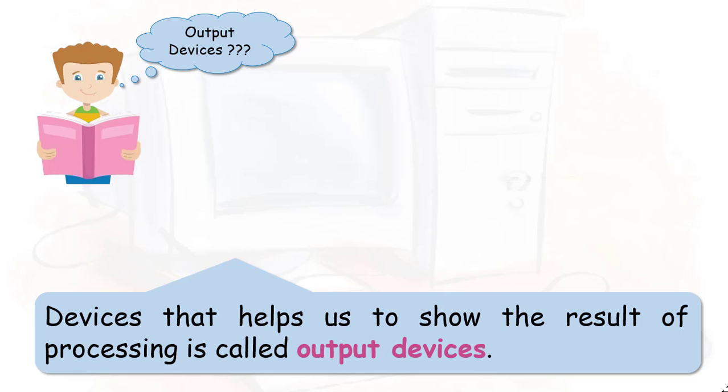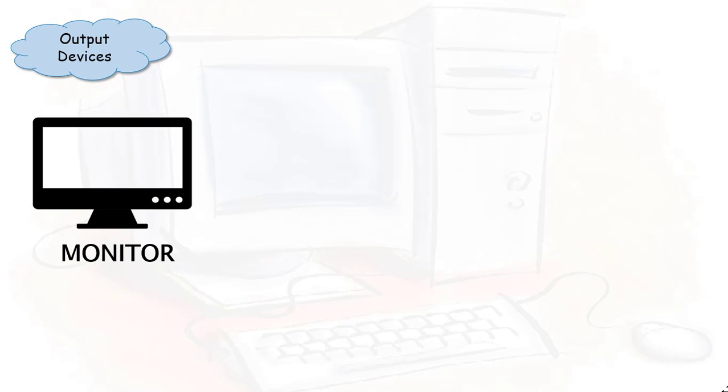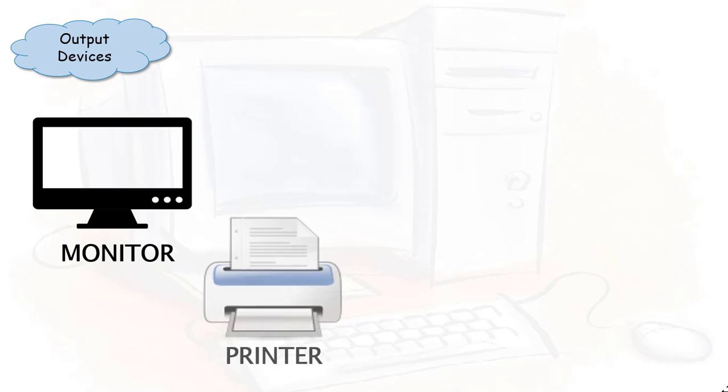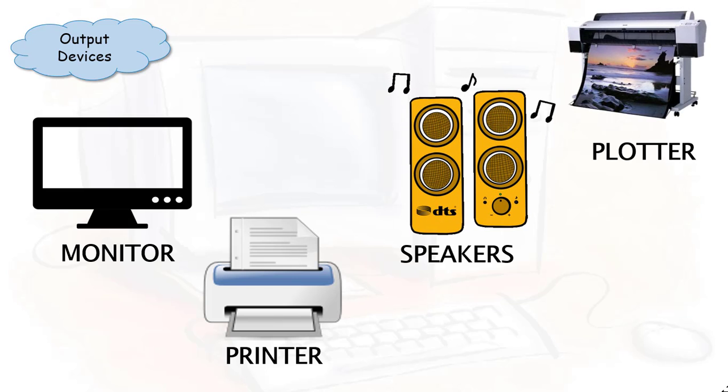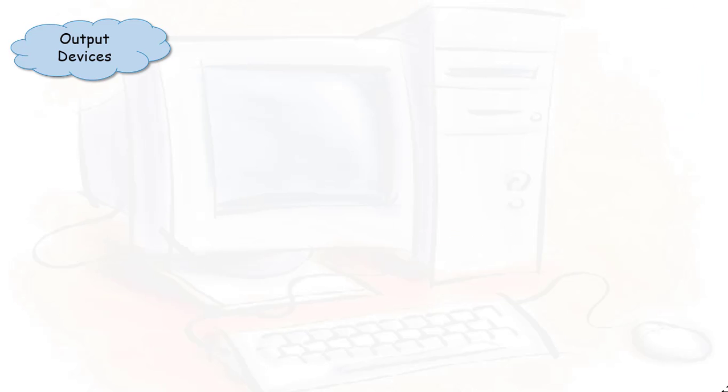Devices which are used for displaying the output of the process are known as output devices. यानी कि उस डिवाइसेस जो हमें आउटपुट डिस्प्ले करने में हेल्प करते हैं उसको हम आउटपुट डिवाइस बोलेंगे. लाइक मॉनिटर, प्रिंटर, स्पीकर्स एंड प्लॉटर. These all are known as output devices.